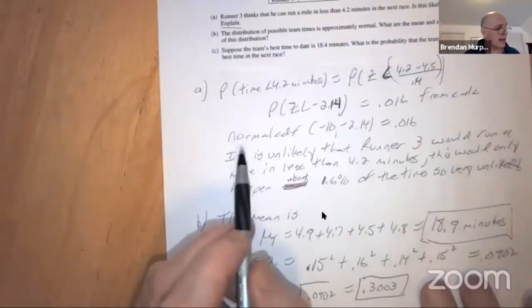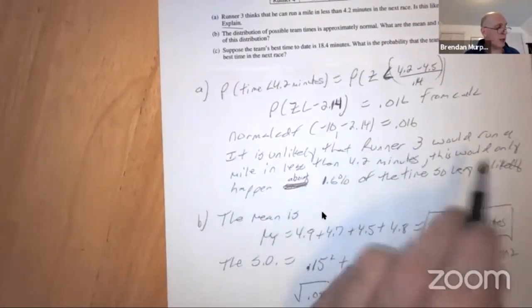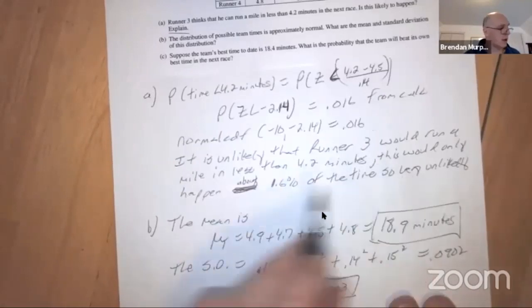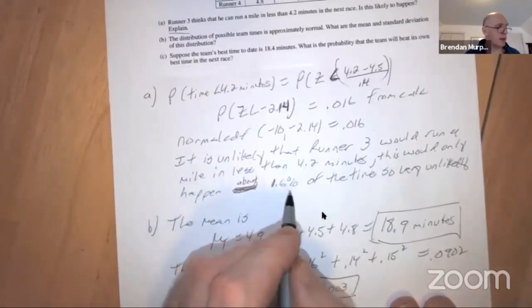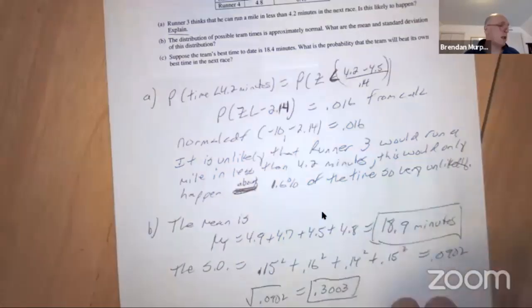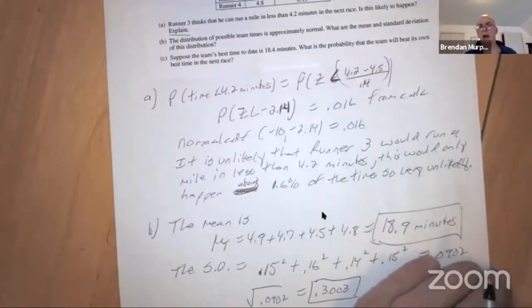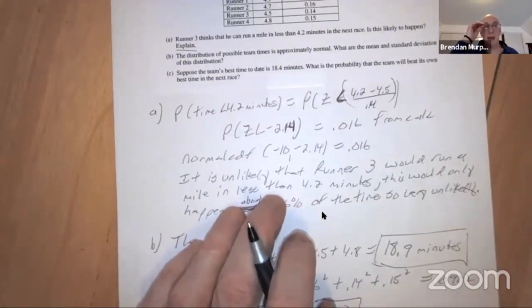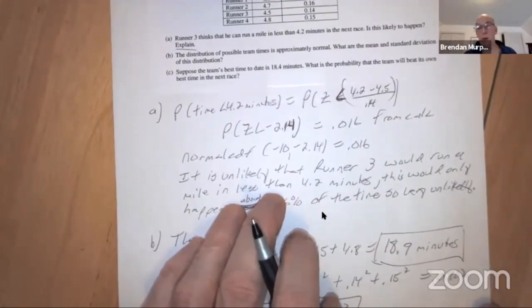-5,811, really doesn't matter. So I said it is unlikely that runner 3 would run a mile in less than 4.2 minutes. This would only happen about 1.6% of the time, so this is very unlikely. So could it happen? Yes. Is it likely to happen? And the answer is no. So runner number 3 probably is not going to run a sub 4.2 minute mile in the next race.